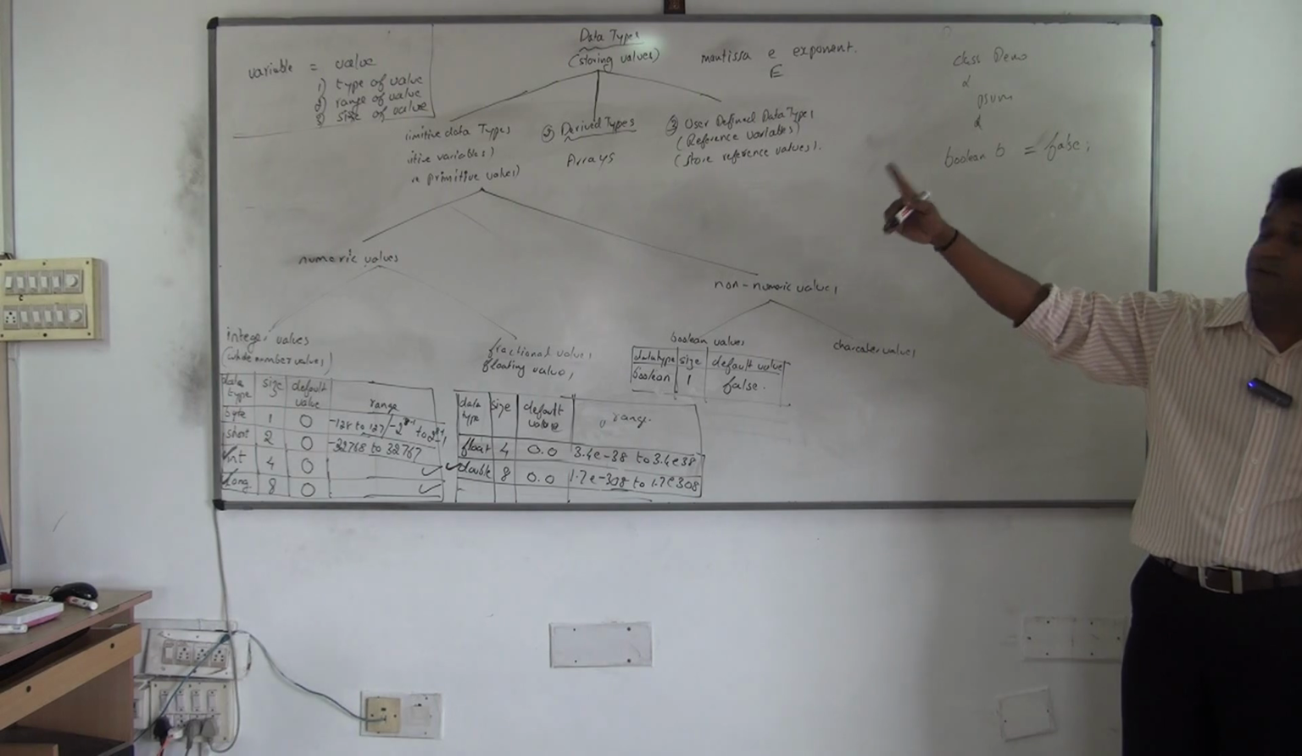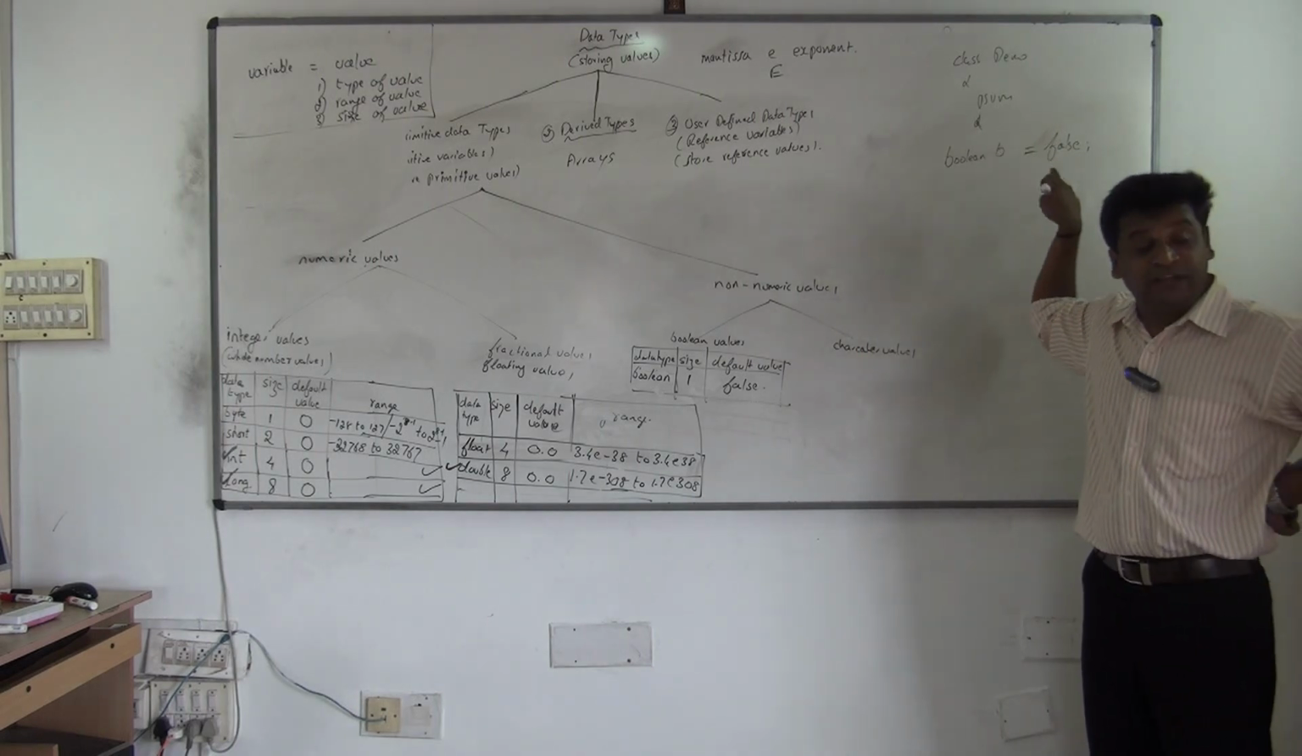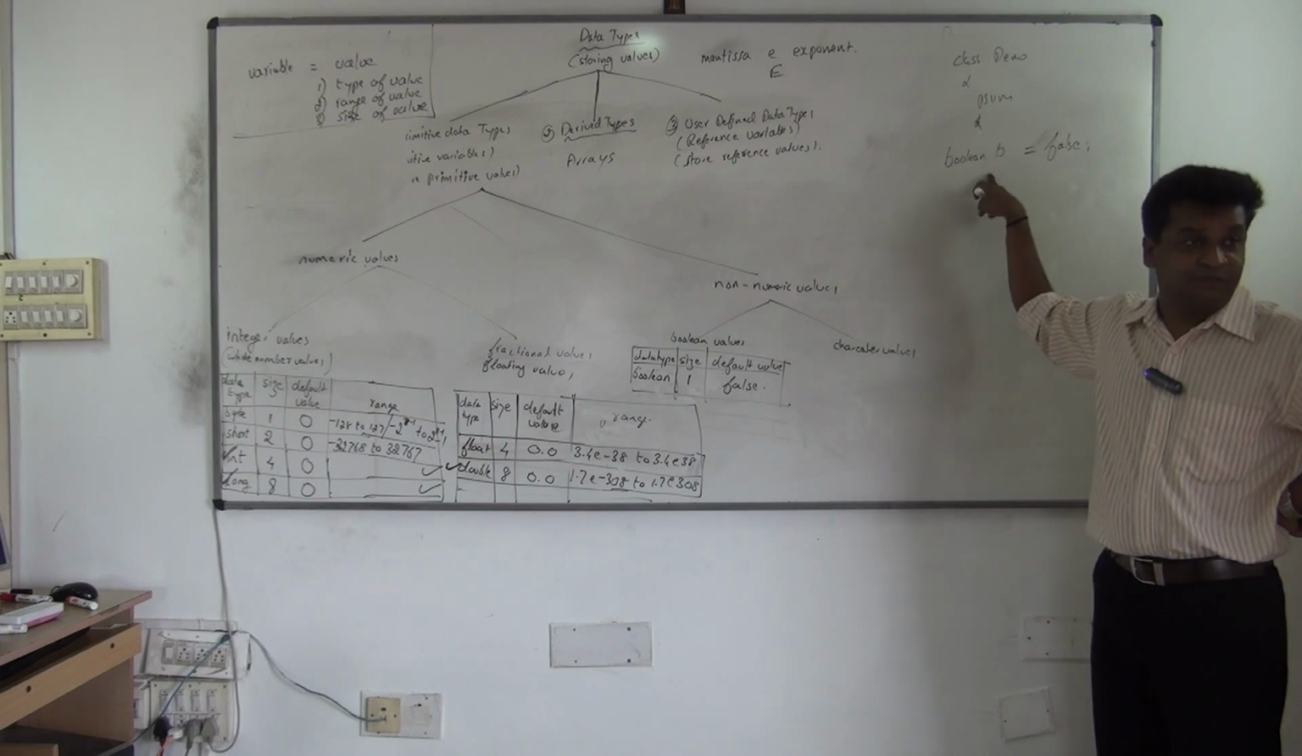Type of value, check now. What is the type of value? Boolean type of value. Can I store it in numeric? No. So type of value is very, very important to store. First is type of value.